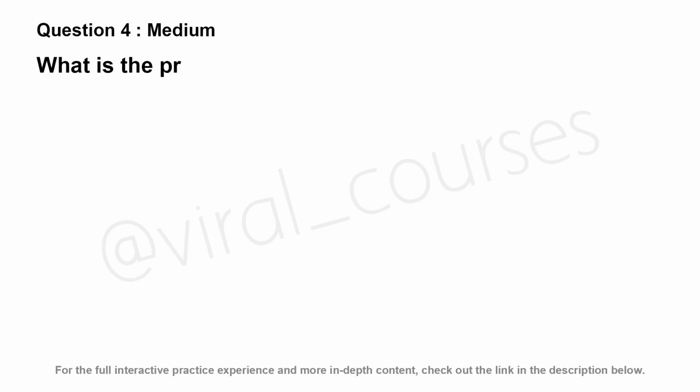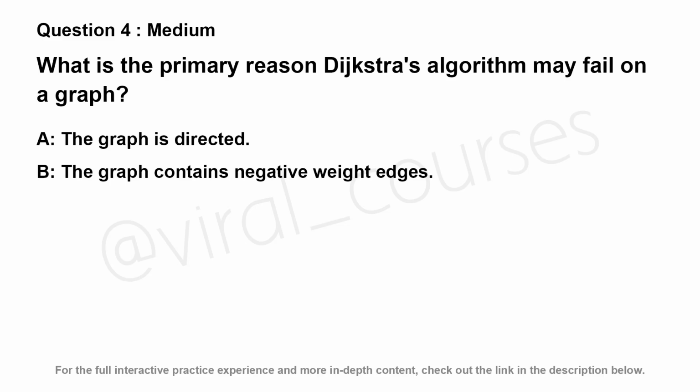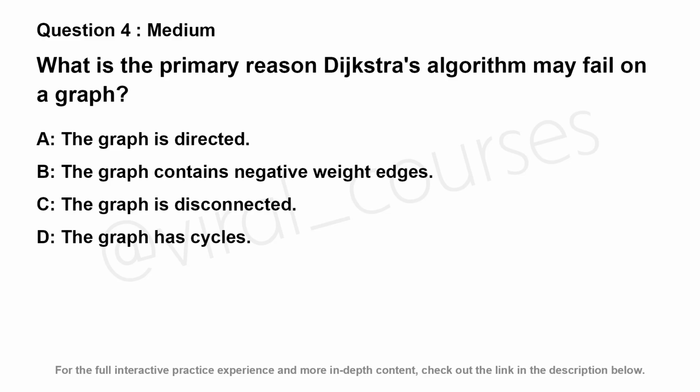What is the primary reason Dijkstra's algorithm may fail on a graph? Option A, the graph is directed. Option B, the graph contains negative weight edges. Option C, the graph is disconnected. Option D, the graph has cycles.